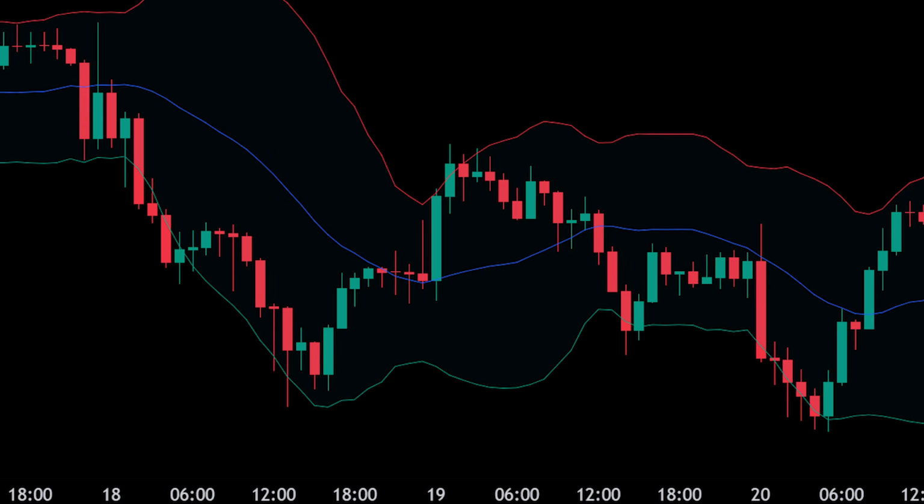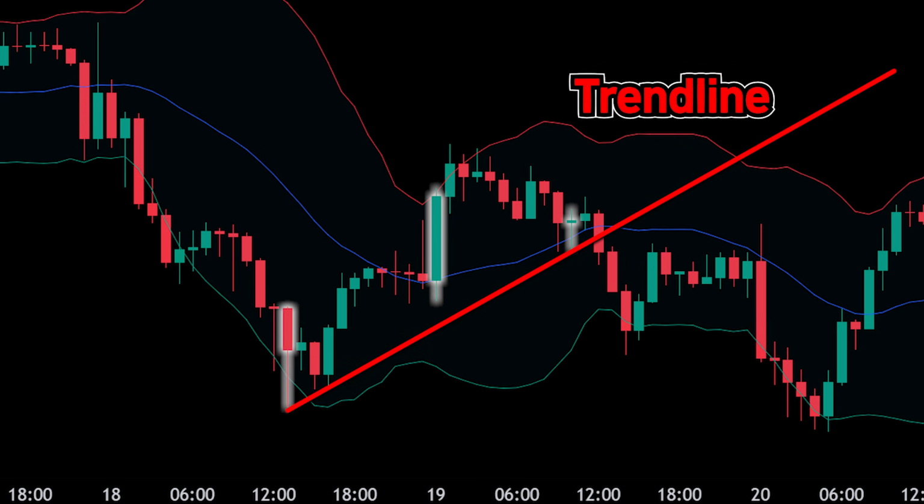For short positions, reverse the logic. Candle 1 touches the lower band, Candle 2 touches the upper band, and Candle 3 touches the middle band before turning back up. Enter short after the candle closes below the trend line, connecting Candle 1 and Candle 3.